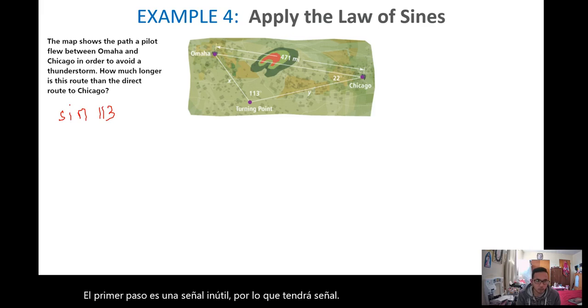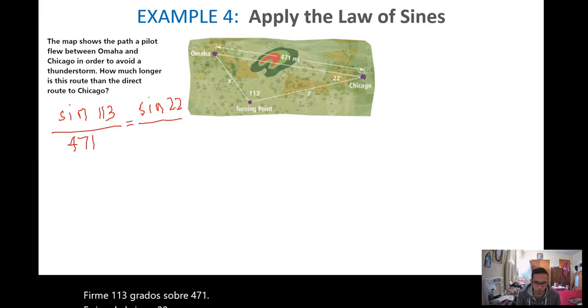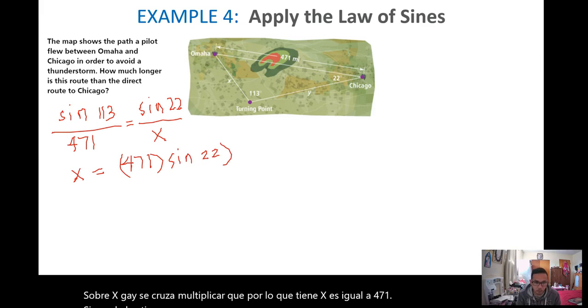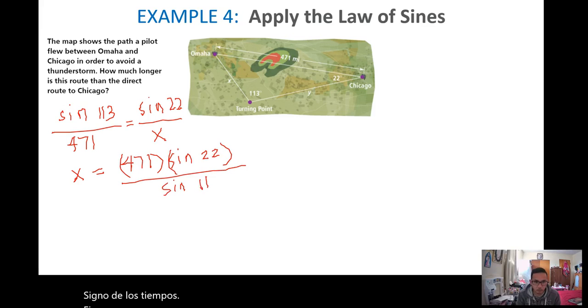So it will have sine 113 degrees over 471 is equal to sine 22 over x. You cross multiply that, so you have x is equal to 471 times sine 22 degrees over sine 113. So you go and look at your calculator and put that there.